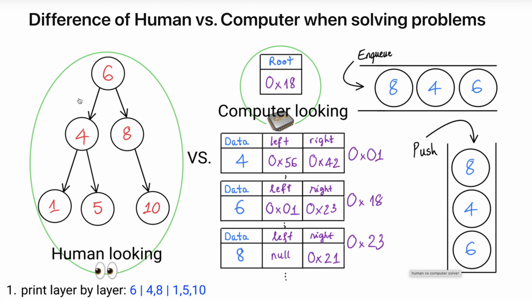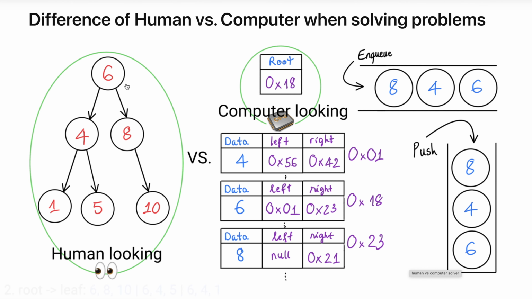When we hear the request of printing nodes layer by layers, we immediately know which node to pick first, and also the sequence to pick the next nodes and the next nodes. For example, in this case, that would be 6, 4, 8, and 1, 5, 10. So that's how the human mind solves this problem. We look at all the data at once, and we know the order of what node to pick first.